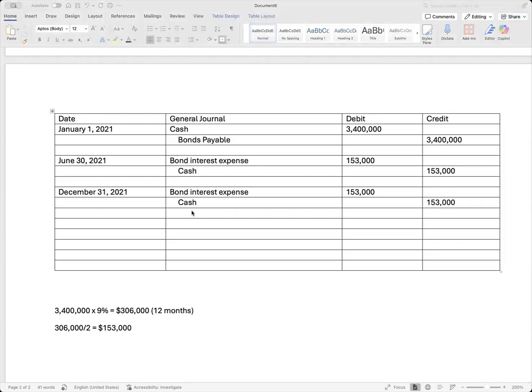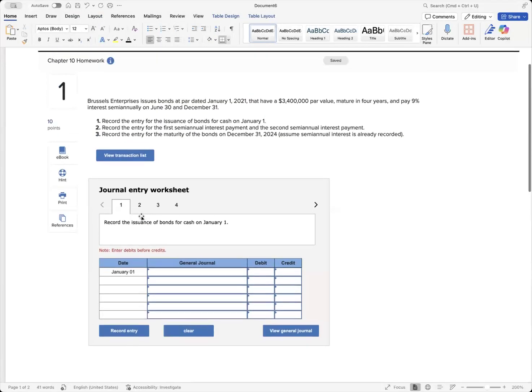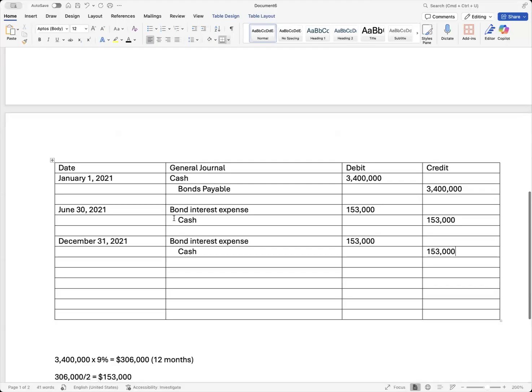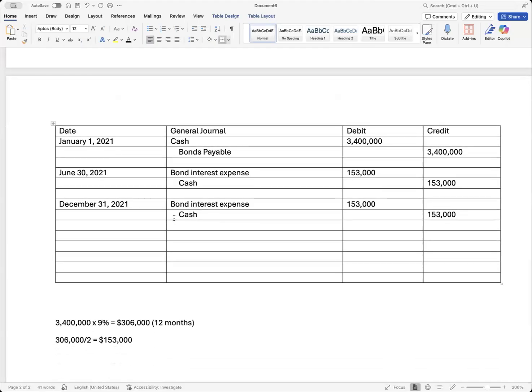Okay. Now the last entry asks us to record the entry for the maturity of the bonds on December 31st, 2024. So we're getting rid of those bonds and we're paying that cash back to whoever we borrowed it from. Okay. So I'm going to put December 31, 2024. And I'm going to reverse this entry. So up here, I had my bond payable. Now I need to make that 0. So if I made a credit to increase the account, now I'm going to make a debit to decrease that account. So I'm going to make a debit to my bonds payable account. And it's going to be for the full maturity value of that bond, which is 3.4 million.